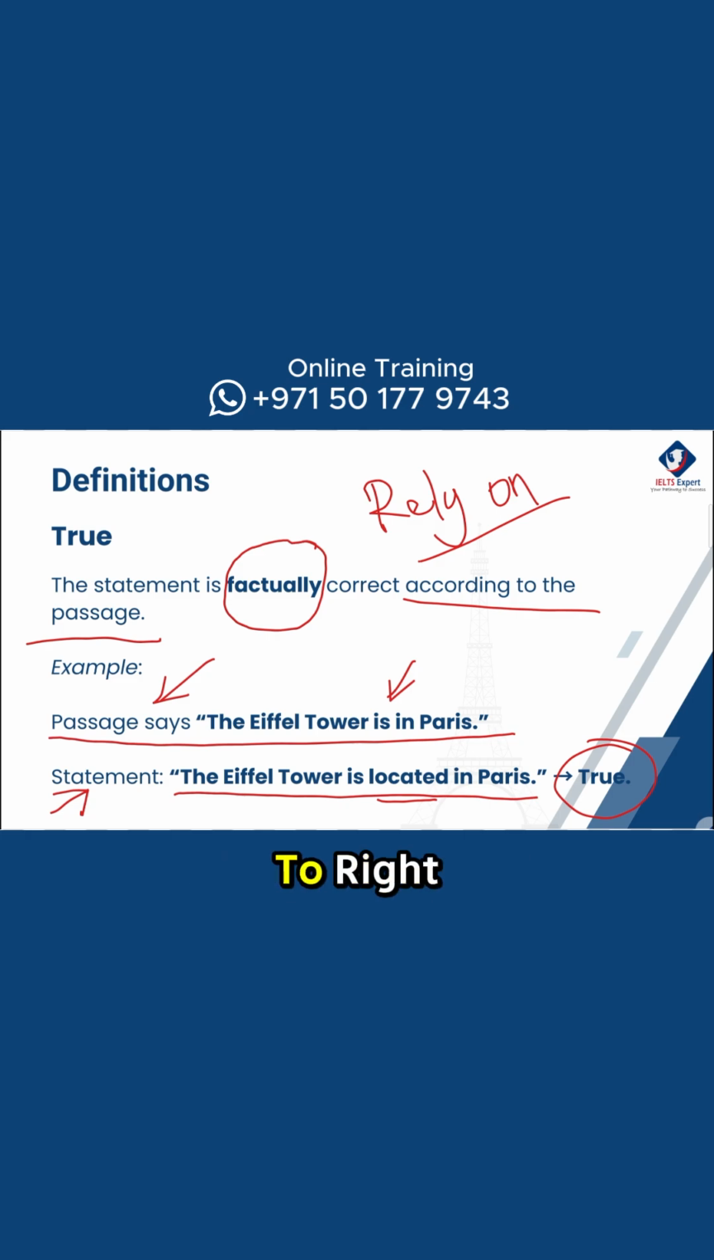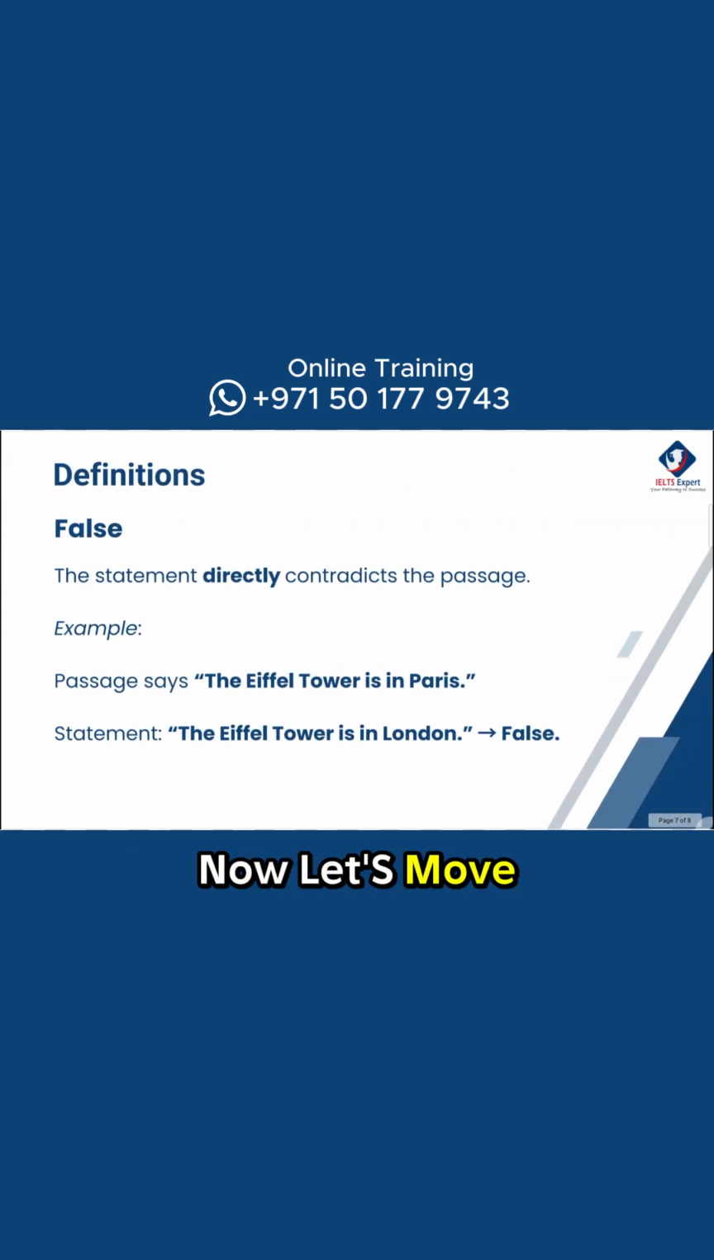It's also similar, right? It's a similar word or similar phrasing to express the same information. So you can decide true. Both the passage and the statement factually match each other, right? So the statement should be factually correct according to the passage. That's important, right? Now let's move on to another definition, which is false.